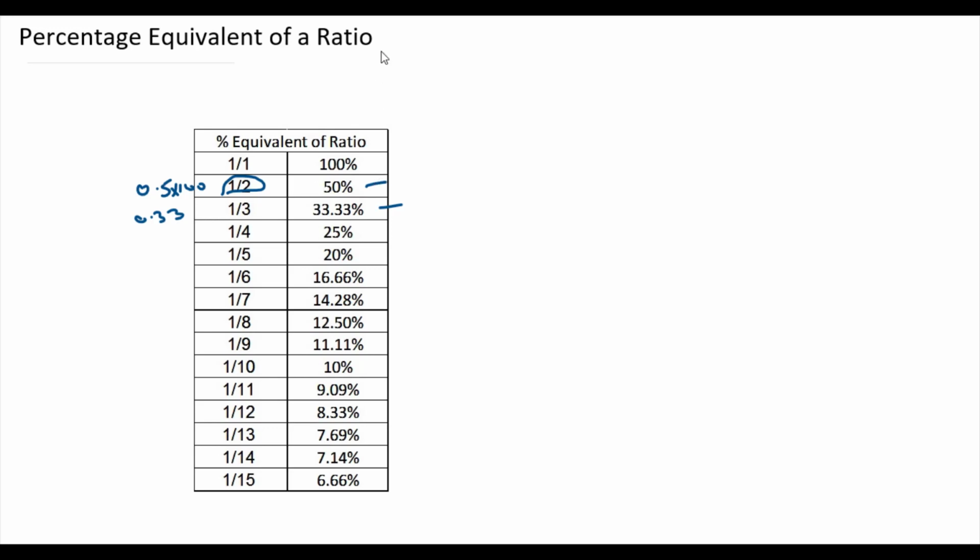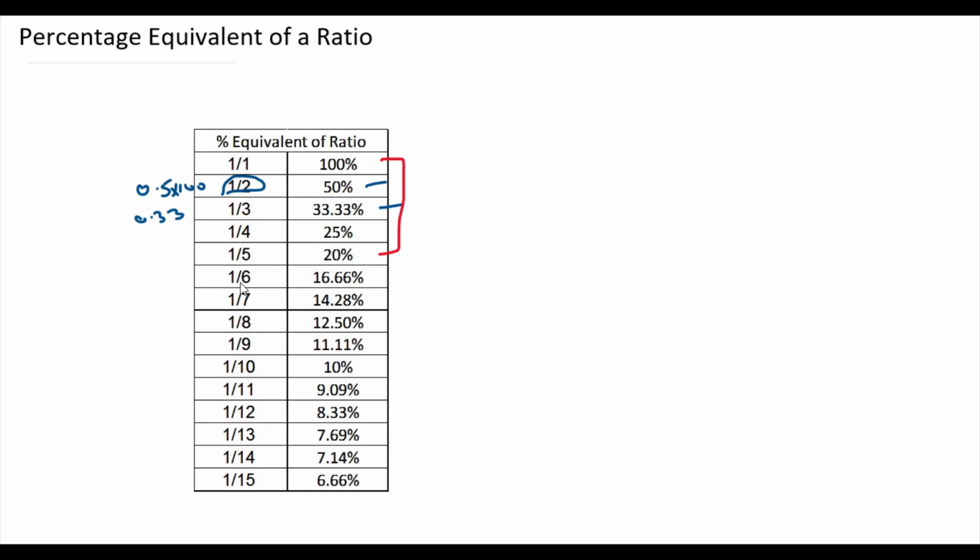So the question now arises, how do we remember these values? The first 5 values are very standard basic values, which I don't think you will face much problem in remembering. 1 by 1 is 100%, 1 by 2 is 50%, 1 by 3 is 33.33%, 1 by 4 is 25%, 1 by 5 is 20%. Now let us see how to remember the other values.